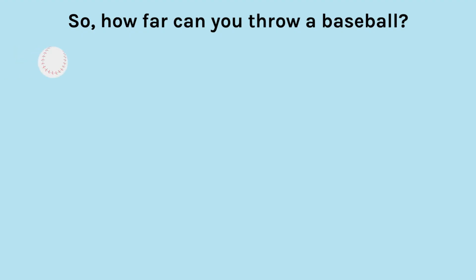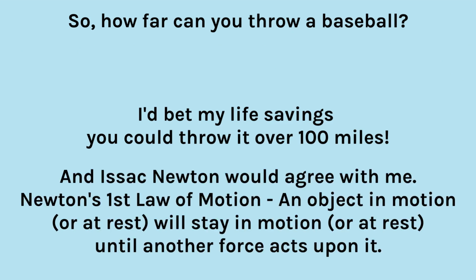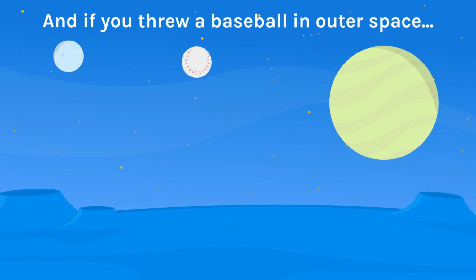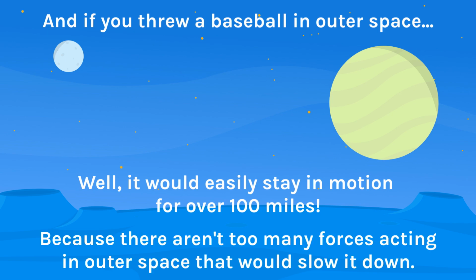So how far can you throw a baseball? I'd bet my life savings you could throw it over 100 miles. And Isaac Newton would agree with me. Newton's first law of motion states an object in motion or at rest will stay in motion or at rest until another force acts upon it. And if you threw a baseball in outer space, well, it would easily stay in motion for over 100 miles, because there aren't too many forces acting in outer space that would slow it down.